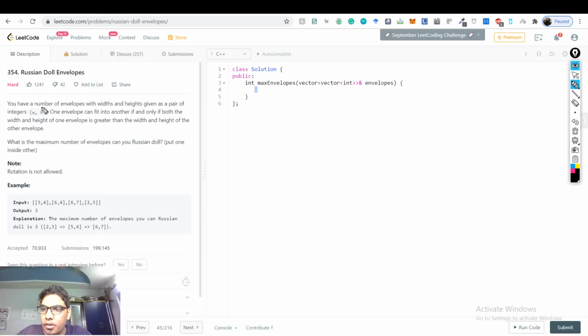The question says that you have a number of envelopes with widths and heights given as pairs of integers w comma h. So you have a lot of envelopes and each envelope is parameterized by this w comma h. One envelope can fit into another if and only if both the width and the height of one envelope is greater than the width and the height of the other envelope, right? So there are these envelopes, they kind of look like this.